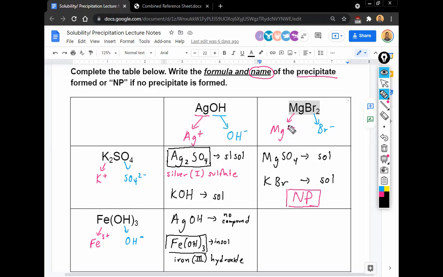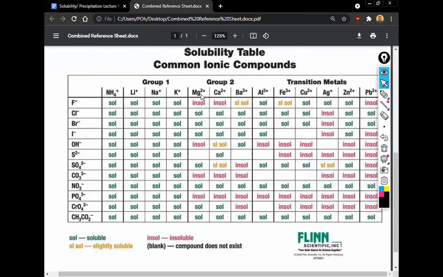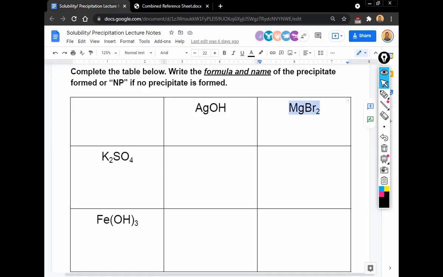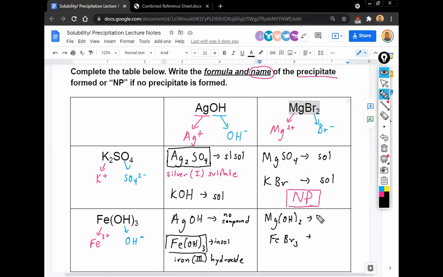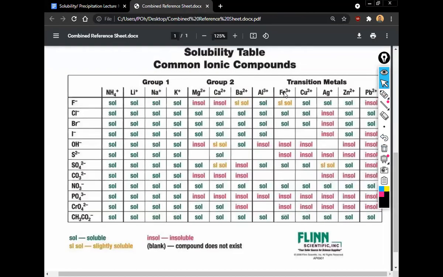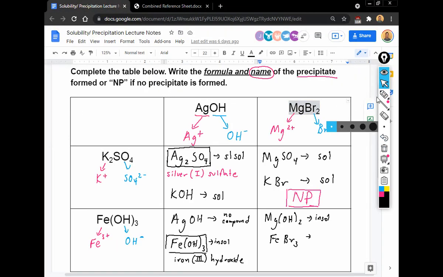Okay. And then last but not least, we're going to take the positive here and the negative of the other one. So we'll get Mg(OH)2. And then we'll also get FeBr3. And so all we need to do is look at the table for these two compounds. So for Mg(OH)2, we get Mg, we go to OH. It looks like this one is insoluble. So we would write this as insoluble. And then for Fe and Br, we look at Fe, we look at Br, this one is soluble. Okay, so we have one insoluble and one soluble.